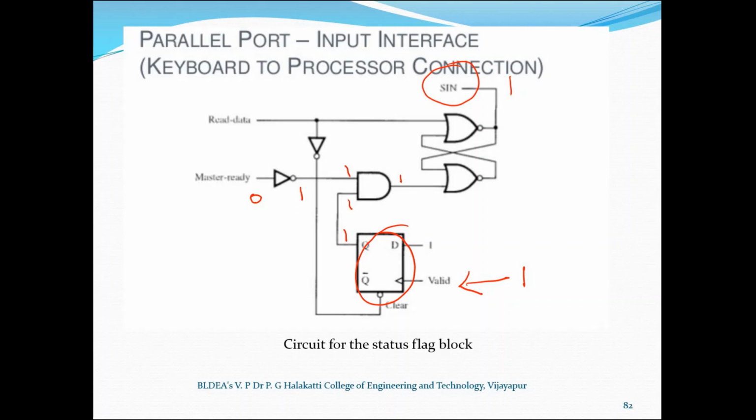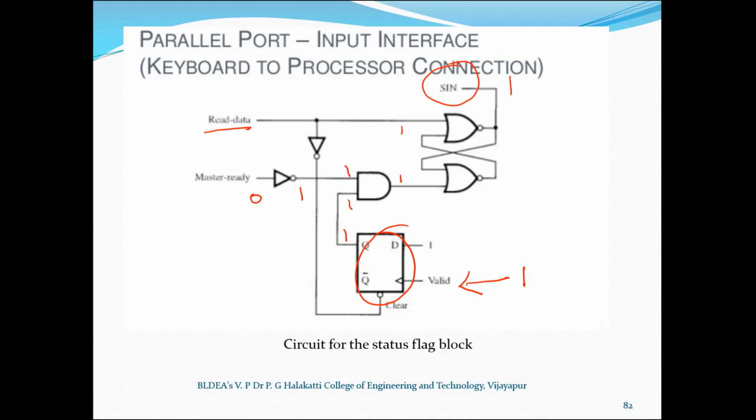So both the flip-flops and the latch are reset to 0. That is when read data is set to 1. So to read the data in register, we have here read data. Whenever this read data is set to 1, the input will be 1 here. So it is going to reset the SIN bit so that the data from the data in register is read.